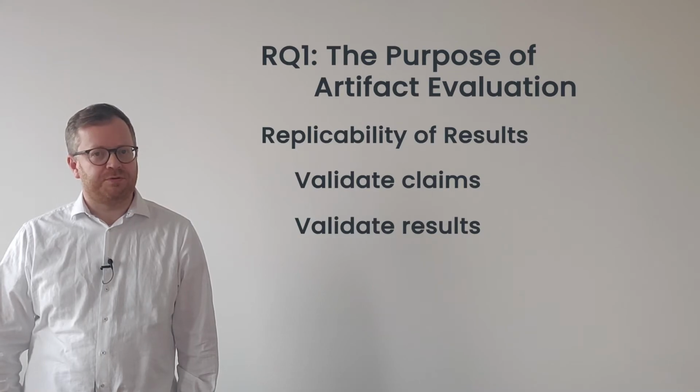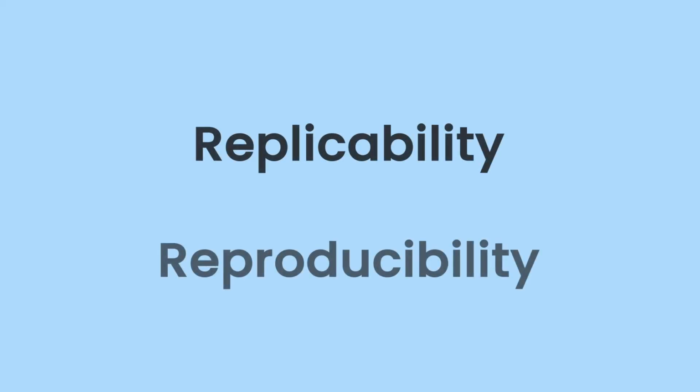Specifically, the replicability of results should be checked during artifact evaluation through the validation of claims and results reported in the specific paper. During our analysis of calls, we found subtle differences in the use of the terms replicability and reproducibility. We believe this is due to an inconsistent use of the terms in the research community as a whole.